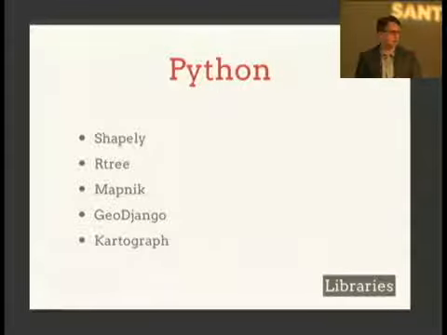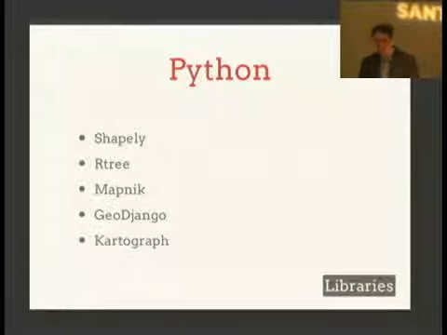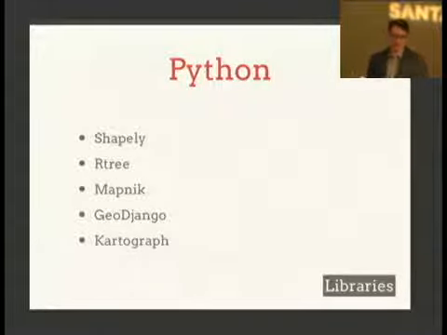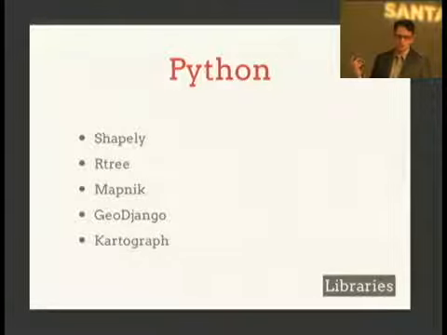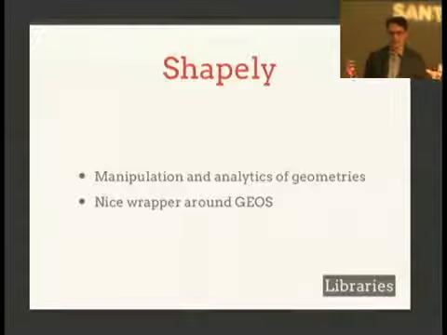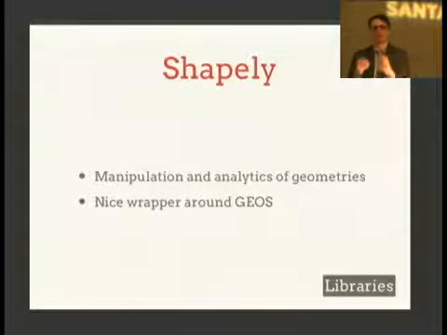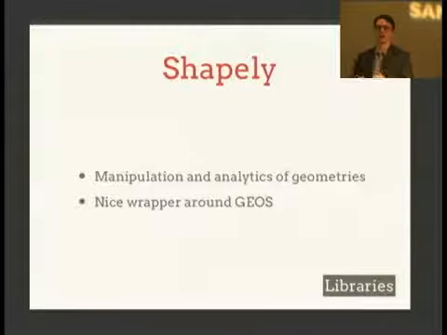This is by no means an exhaustive list, but here are some very common Python libraries that you'll encounter working with spatial data and maps. Shapely, Rtree, Mapnik, GeoDjango, and Cartograph. Shapely is a nice wrapper around GEOS, that library that provides you operations and predicates for manipulating geometries.